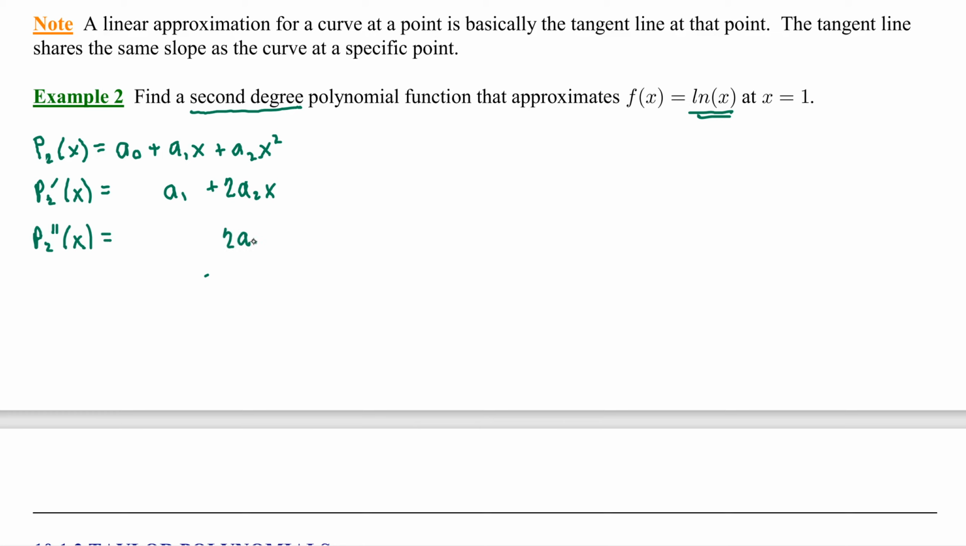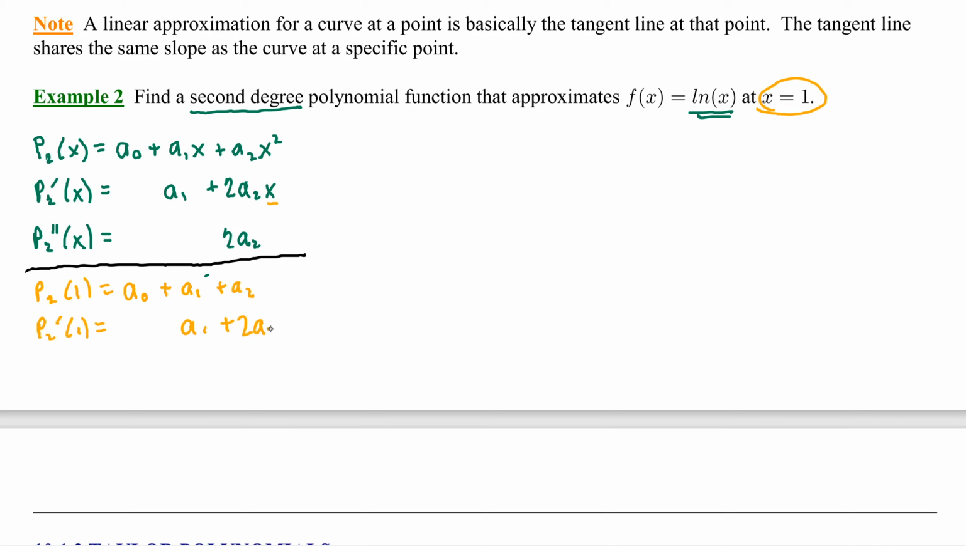Let's go ahead and evaluate the polynomial and its derivatives at our target value, that is x equals 1. So if I plug in x equals 1, p sub 2 of 1 becomes a naught plus a sub 1 times 1 plus a sub 2 times 1. P sub 2 prime of 1, again, I'm just plugging 1 in for x, is going to look like a sub 1 plus 2 a sub 2. And finally, p sub 2 double prime of 1 looks like 2 a sub 2.